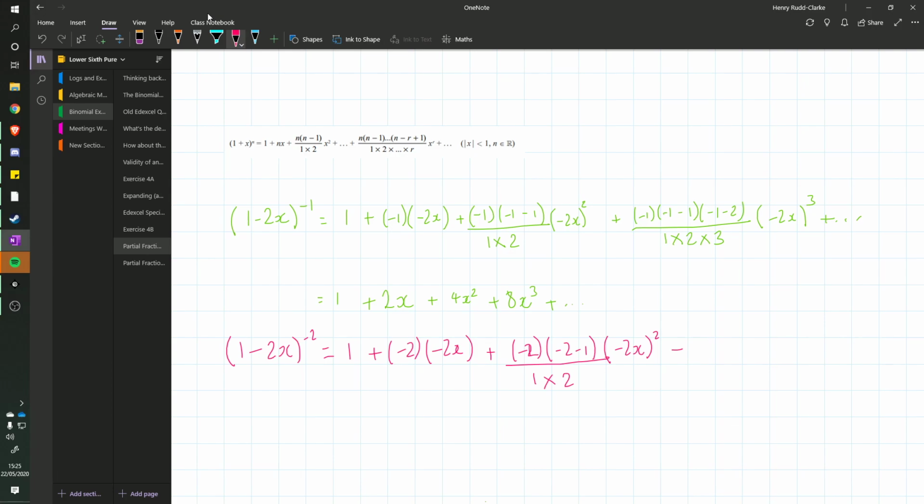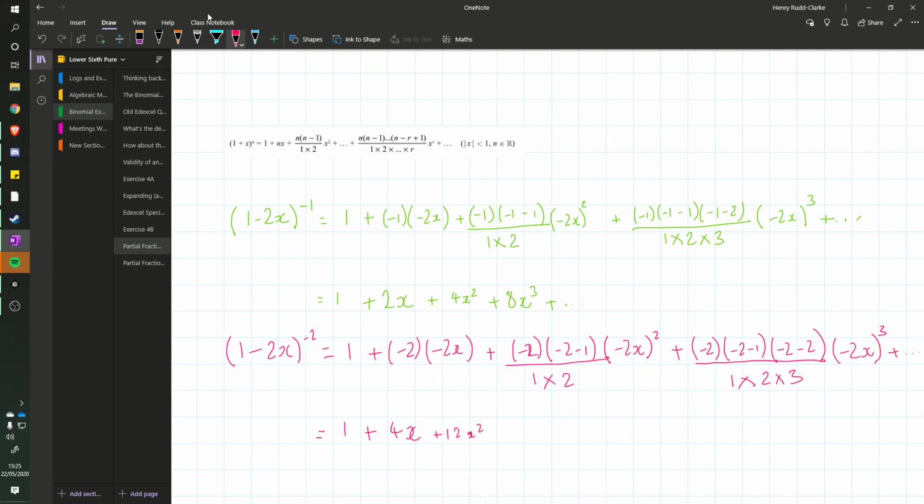And then minus 2 minus 2 minus 1, minus 2 minus 2, over 1 times 2 times 3, minus 2x cubed plus dot dot dot. And then we simplify. 1, so it's going to be plus 4x. So minus 2 times minus 3 is 6, divided by 2 is 3. 3 times 4x squared is going to be 12x squared.